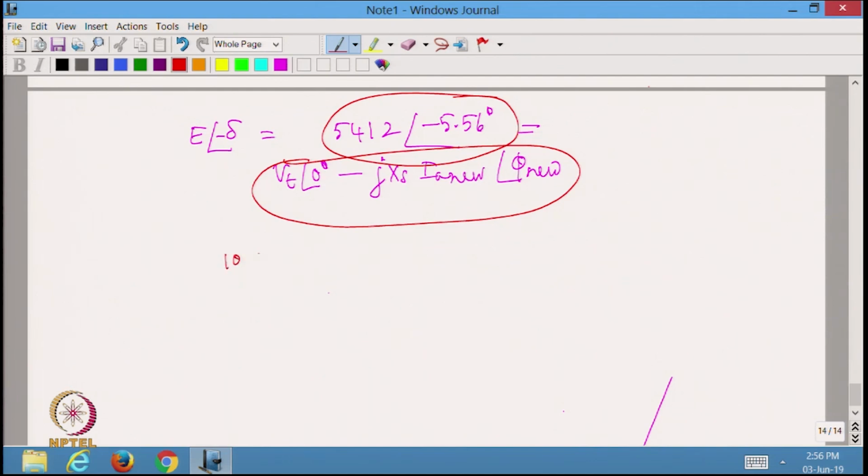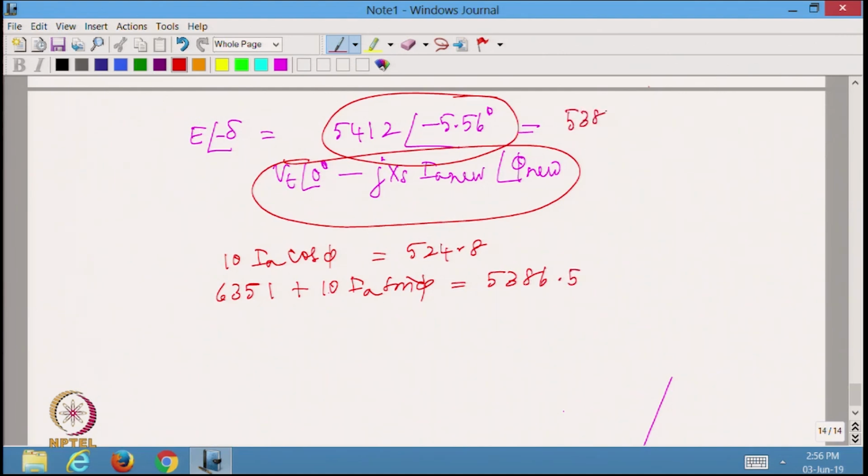So, I would say 10 Ia cos phi happens to be 524.8, and 6351 plus 10 Ia sin phi happens to be 5386.5. What I mean is this will be equal to 5386.5 minus j 524.8. Now, from this I should be able to solve for cos phi as well as Ia.